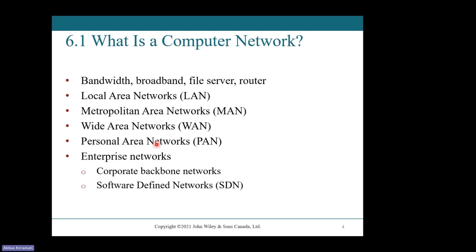You may form your personal area network, or PAN, at your home office, for example. In your home office, you can connect your laptop to your desktop, your TV, your cell phone, your printer, and your scanner. Does it make sense? All are connected to each other, and then you have a personal area network, or PAN. And finally, on this screen, we have enterprise networks, which is the corporate backbone network.